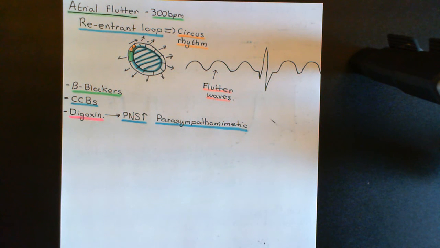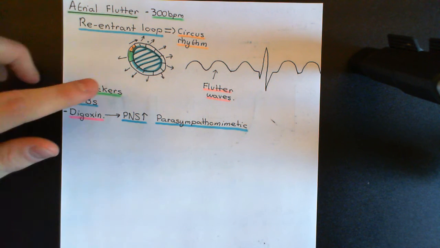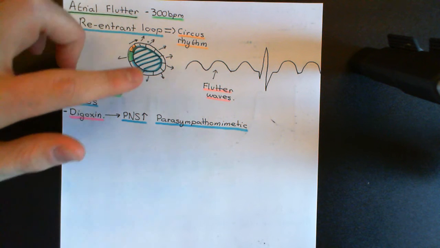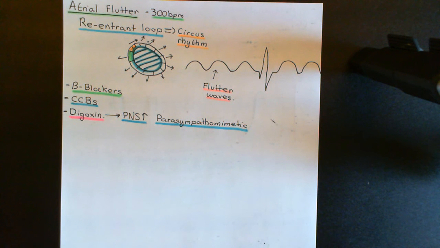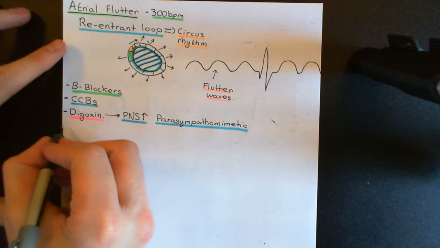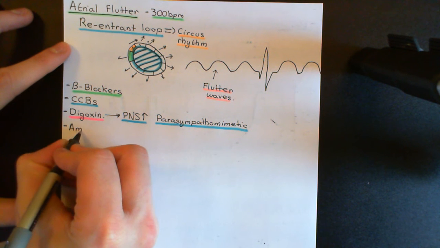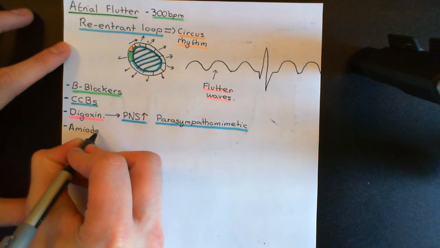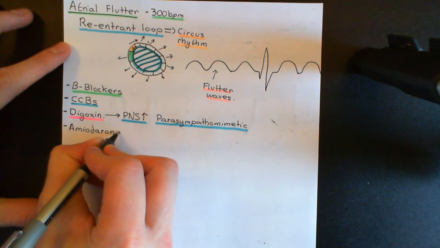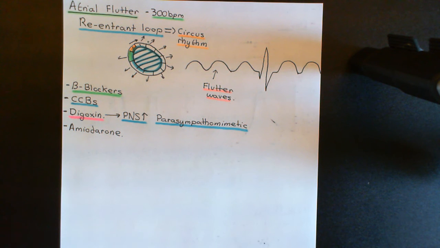Now let's talk about one final drug which can help to prevent the circus rhythm here, can help to prevent the reentrant loop from having this cycle of the signal going round and round and round. So the final drug that I want to mention, which can be used to treat atrial flutter, is a drug known as amiodarone. Okay, now amiodarone lengthens the cardiac action potential.